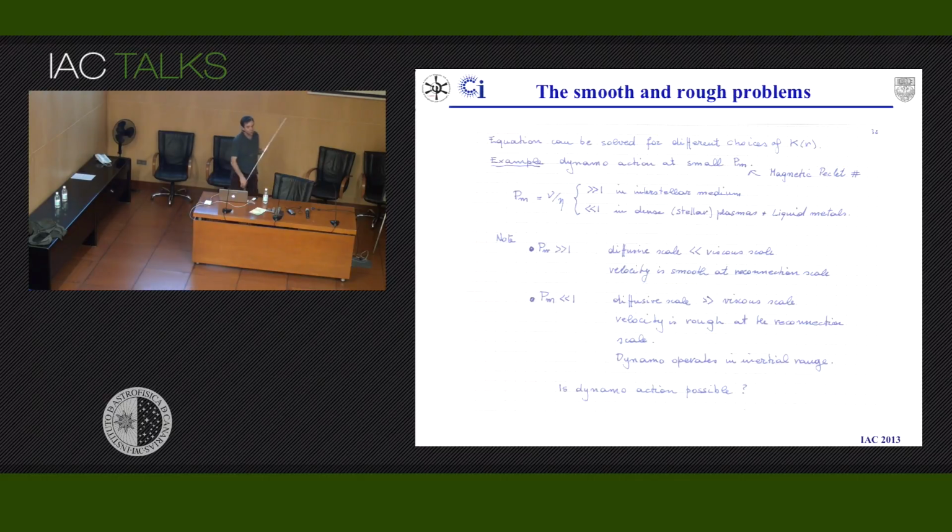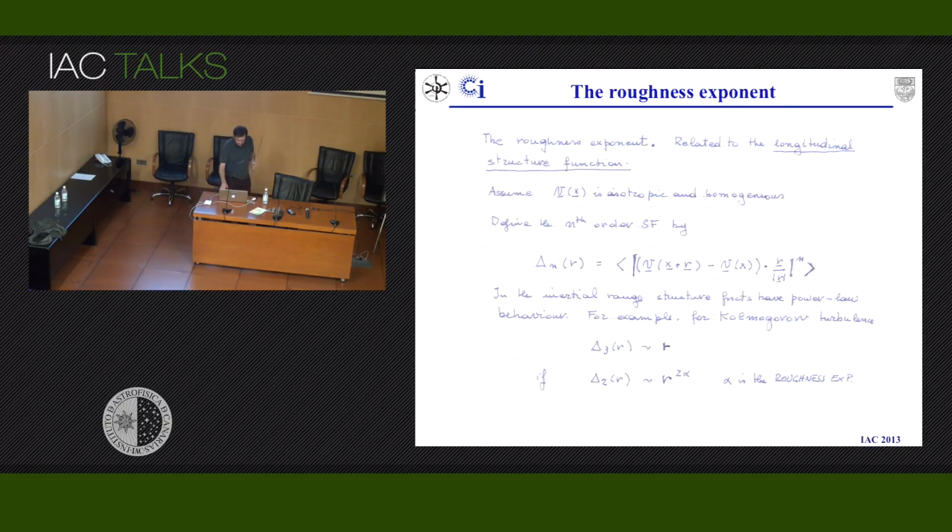Also, there was this issue that we felt, we meaning this colleague of mine, Stanislav Boldyrev, and myself, felt, this shouldn't be right. It shouldn't be a problem to operate these dynamos in a small magnetic Prandtl number environment, because that's what you get in stellar interiors. It seems absurd that you can't drive a dynamo in a stellar interior. It seems just plain silly.